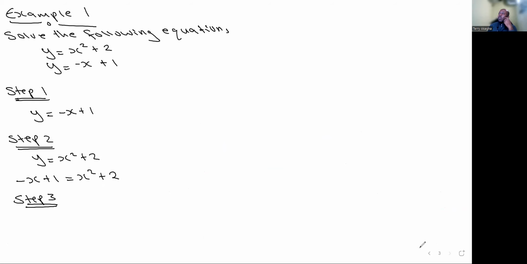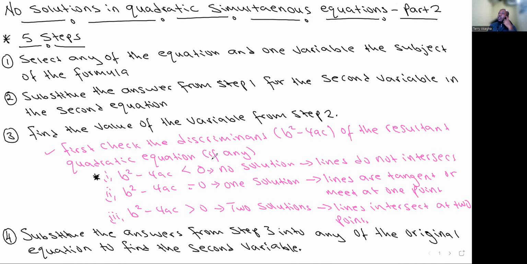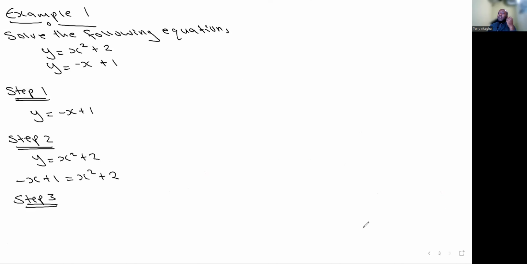Then step 3 is now asking us to find the values of the variables from step 2, so we have to solve. What you can do is take all this to the other side. So it's going to be x squared. You take minus x to the other side, it gives you plus x. You take 1 to the other side, so it's minus 1 plus 2. So we get x squared plus x, minus 1 plus 2 gives plus 1. Remember, I told you before you move forward, you need to check.